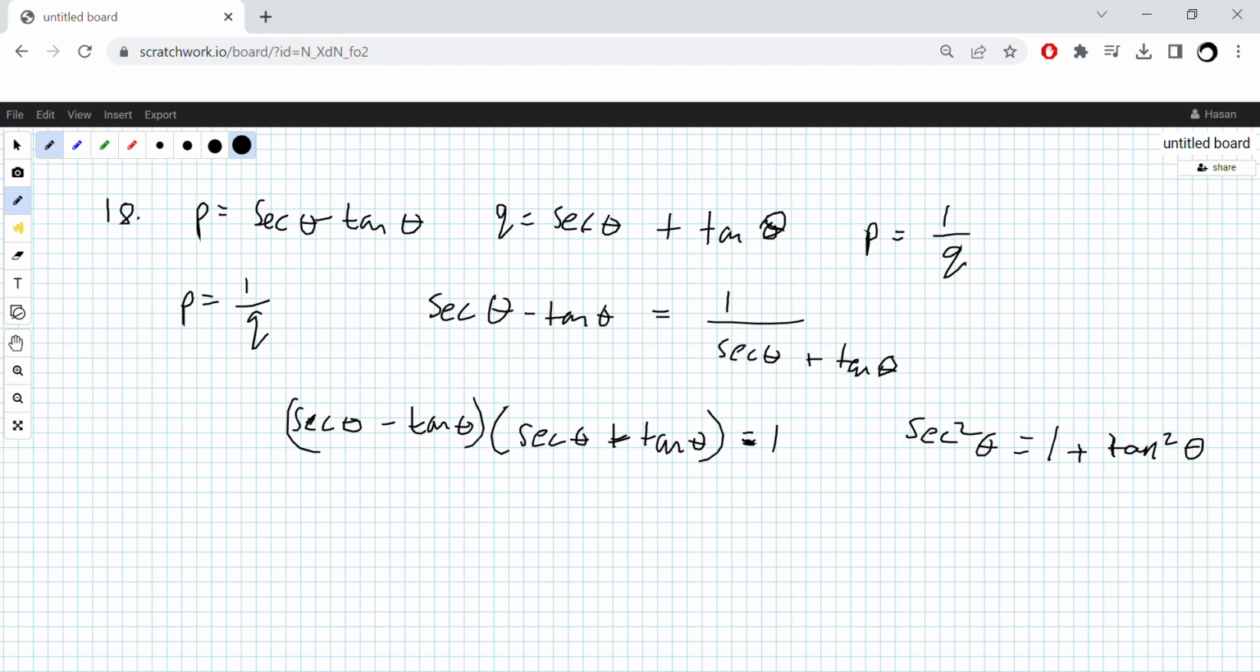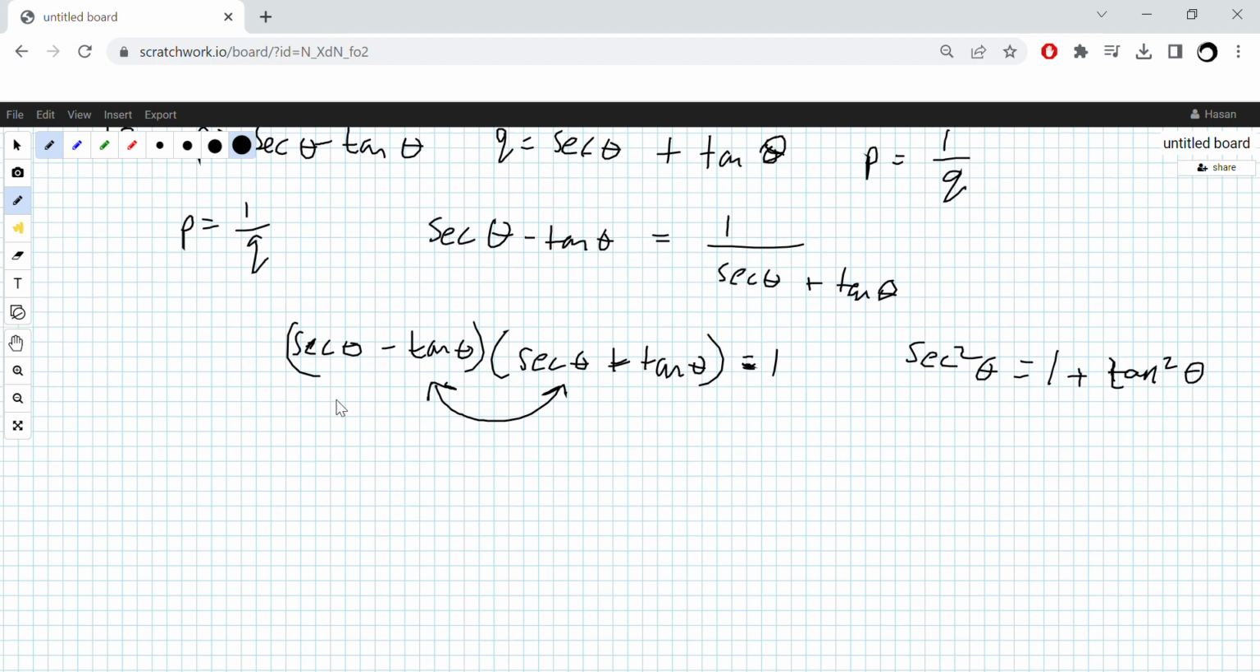The reason I bring about this identity is because it's very similar to what's happening here. There's a sec theta, there's a tan theta, and there's a 1. So there should be some sort of connection with this. What we can next identify is that these two are like a difference of two squares, as we have our base sec theta, and then there's a minus and the plus, and then the tan theta. So it must have originated as this, sec squared theta minus tan squared theta.